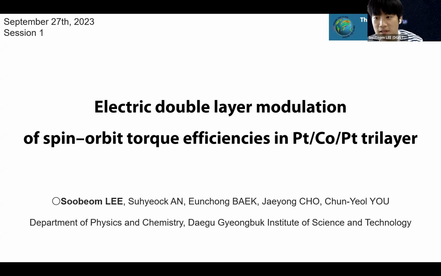I'm Soobeom Lee. Now I am working as a postdoctoral fellow at DGIST in the Republic of Korea. Today, I will talk about electric double layer modulation of spin orbit torque efficiencies in a platinum, cobalt, platinum trilayer.